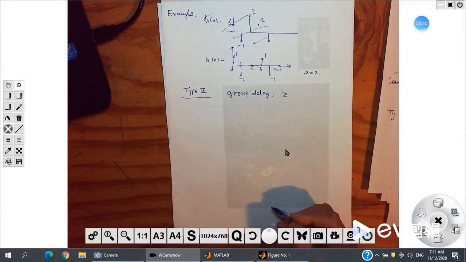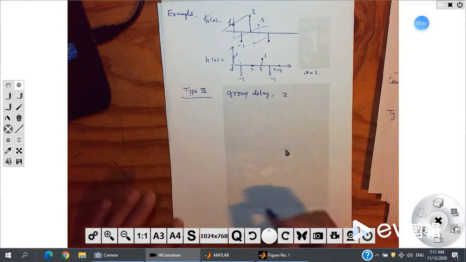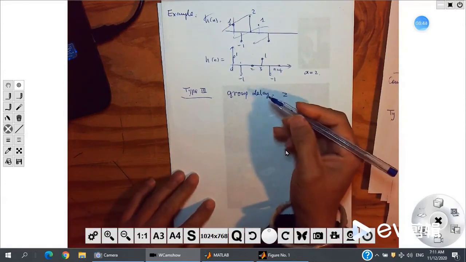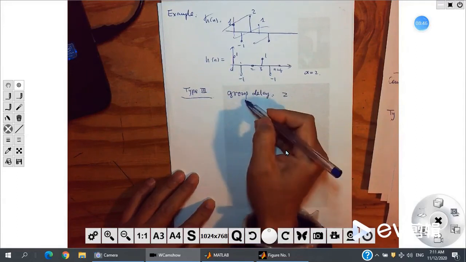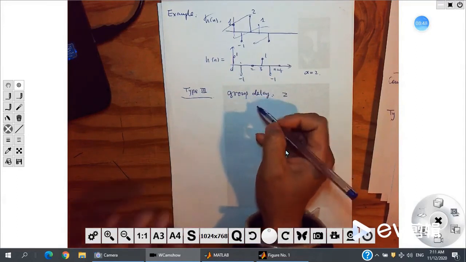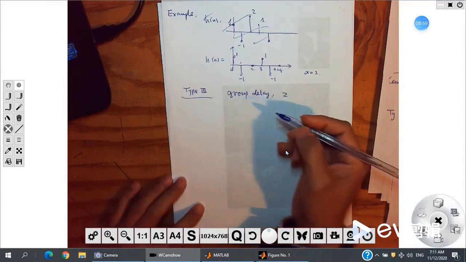And if you want to know more detail to make sure it is a linear phase, you can also call this linear phase. But you should understand this is just a generalized linear phase. Okay.